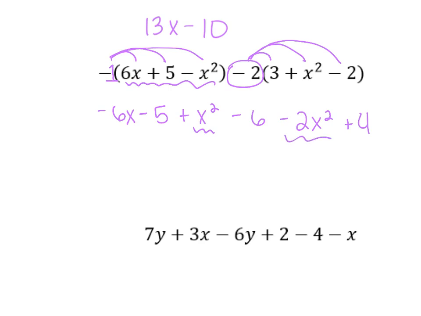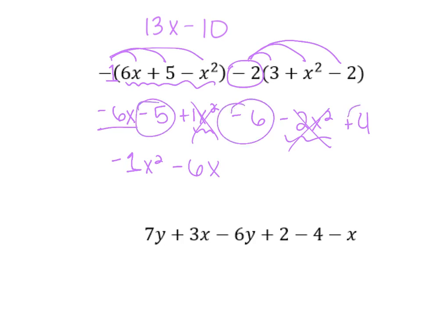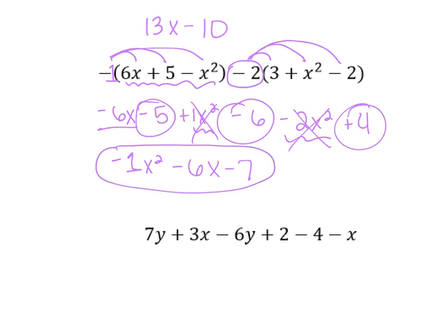So x squared minus 2x squared, so that's 1 take away 2, so that's a negative 1x squared. I like to cross them out once I've used them. Then I go to my x, there's just 1 by itself, so minus 6x. And then I have negative 5, negative 6, and 4. I'm just going to add all those up. That's negative 11 plus 4, and that gives me negative 7. So my final answer would be negative x squared minus 6x minus 7.